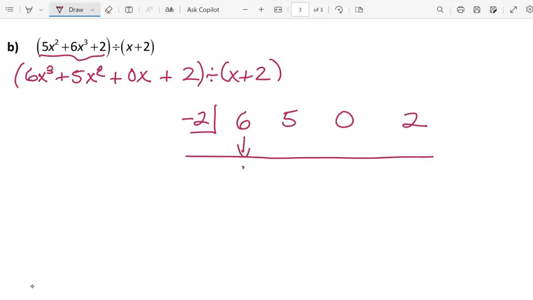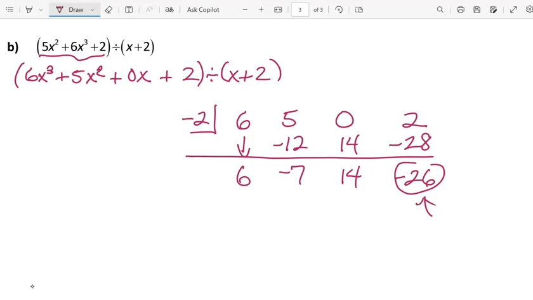And the first step is to bring down that 6. And we're going to multiply that by negative 2. That gives us negative 12. 5 and negative 12 add to negative 7. Multiply that by negative 2, and that's 14. 0 plus 14 is 14. Multiply that by negative 2, that gives us negative 28. And add that column, 2 plus negative 28 is negative 26.